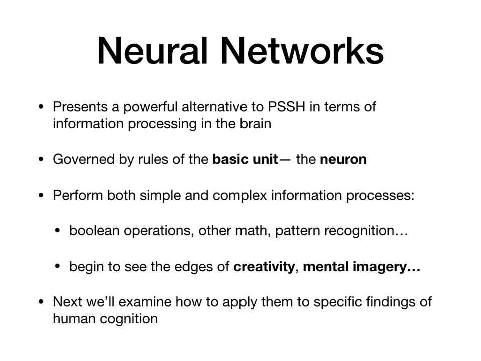They are governed by these very simple rules: how the neuron works, how they influence one another, how they change the activation of other nearby neurons. And then also we've seen how they can perform extremely simple information processes like Boolean operations, simple math, very basic edge detection, pattern recognition type things, up through the very edges of creativity and mental imagery and creating images that are really high fidelity, and being able to process the world in more human ways than we might have expected.